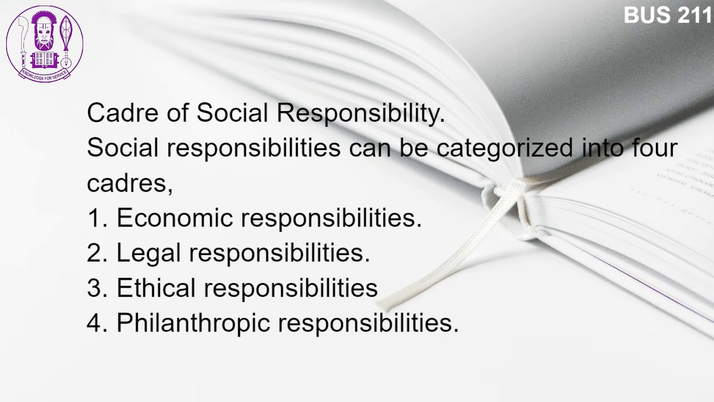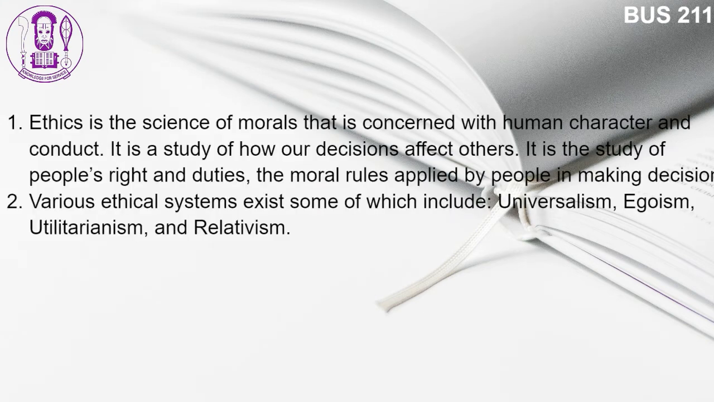Summary of Study Session 5. In this study session, please note the following. 1. Ethics is the science of morals that is concerned with human character and conduct. It is a study of how our decisions affect others. It is the study of people's rights and duties, the moral rules applied by people in making decisions, and the nature of the relationship among the people. 2. Various ethical systems exist, some of which include universalism, egoism, utilitarianism, and relativism.